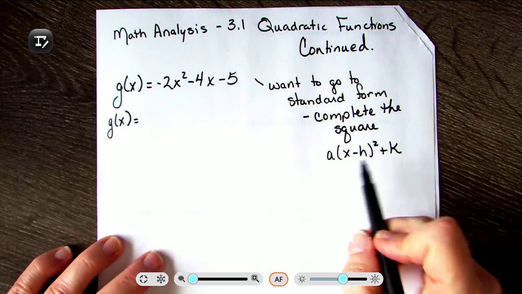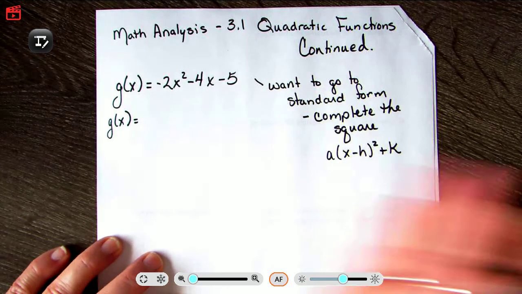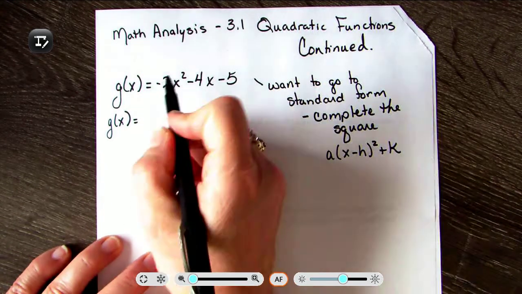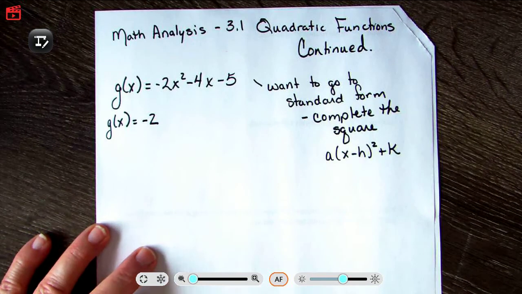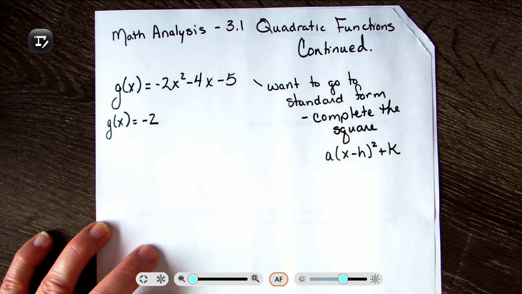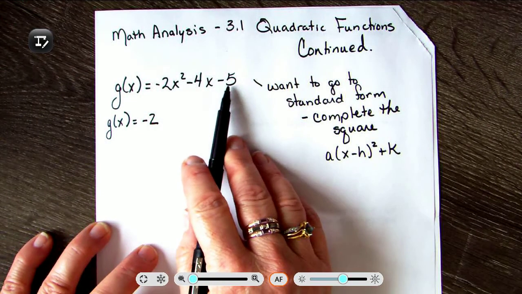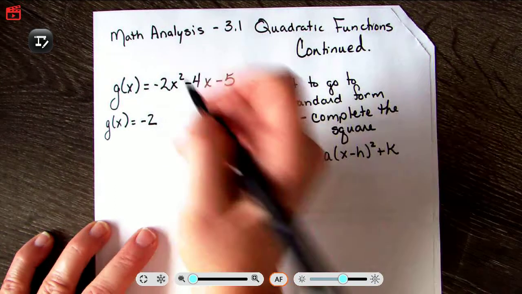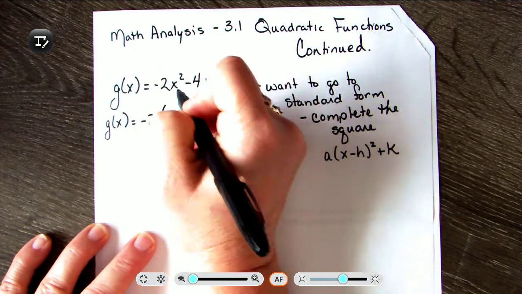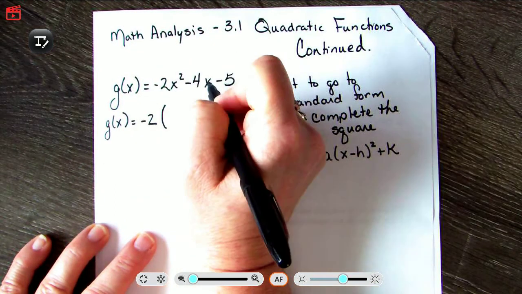So to do that, first thing we're going to do is get rid of that a and pull it out front. And this a is that leading coefficient. So we're going to pull that -2 out. But I'm not going to pull it out of everything, because I don't need to pull it out of the 5, because that's going to become part of this k. So I'm just going to pull it out of the x squared term and that x term.